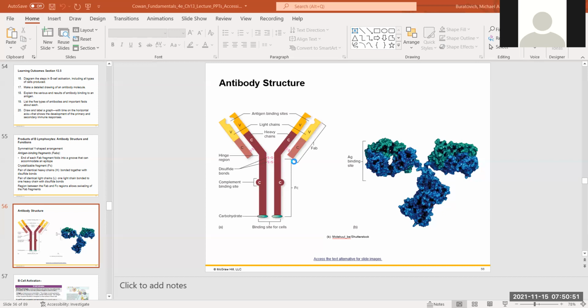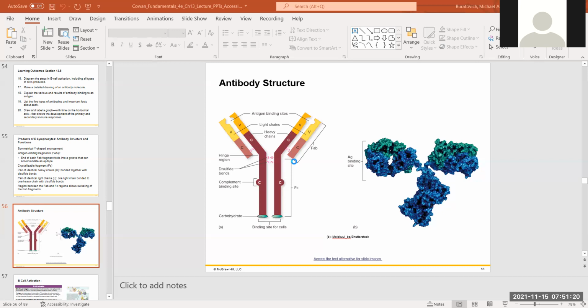So if we look at the structure up here, of an antibody, it's kind of Y-shaped. There are 4 polypeptide chains, 2 heavy chains, 2 light chains. Notice that the molecule is kind of a mirror image of itself. These are linked together by disulfide bonds.